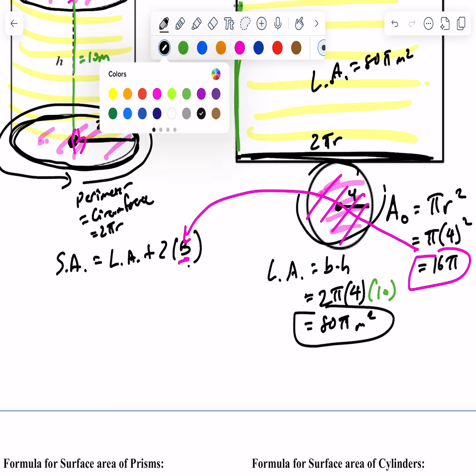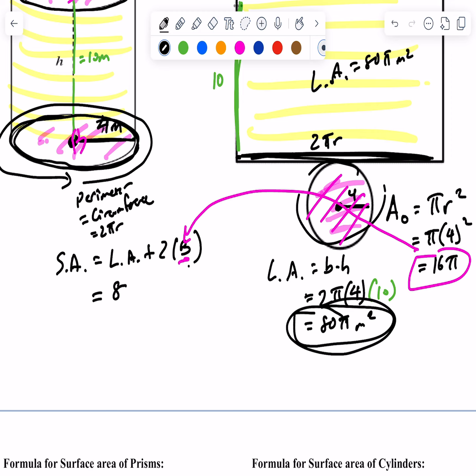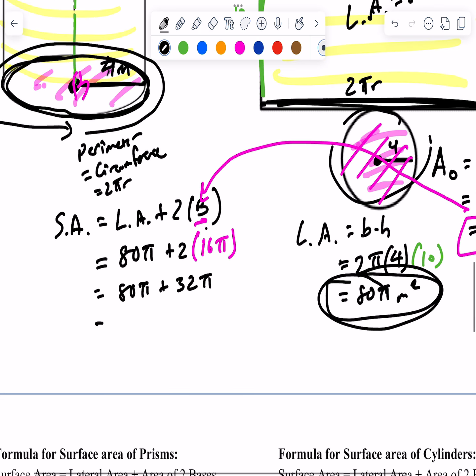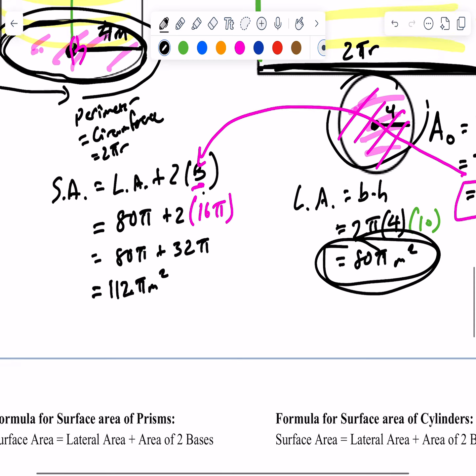Okay, so our total surface area is the lateral area, which was, again, this 80 pi, plus 2 of the 16 pi's, right? 16 pi on the bottom, 16 pi on the top. So we combine that, we get 80 pi plus 32 pi. And since this is pi and pi, we actually can combine this. 80 plus 32, that is 112 pi meters squared. And you can just leave it like that if you want.